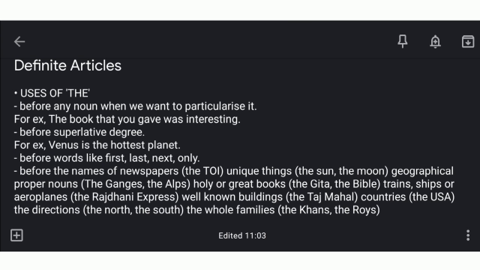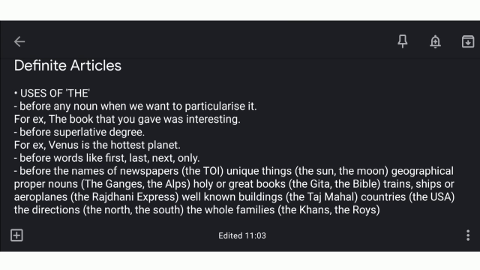It is the. We'll talk about the uses of the. Where is the used in a sentence? Before any noun, when we want to particularize it. We use the before a noun when we are talking about it in particular, pointing that particular noun out. For example, the book that you gave was interesting. There were a lot of books, but the book that you gave me, that particular book, was very interesting.